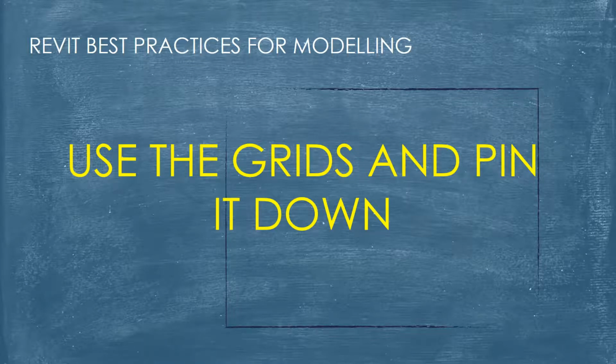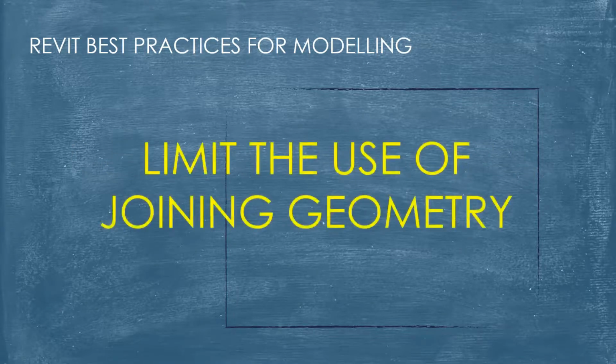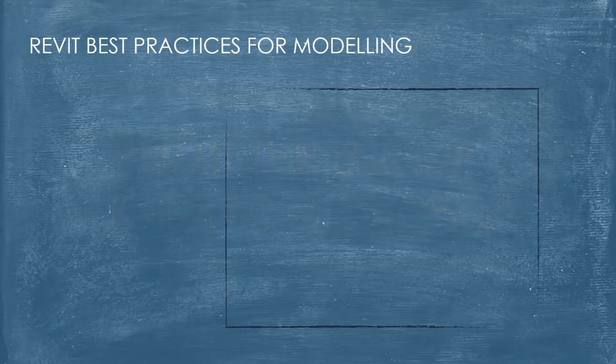So the next one is limit the use of joining geometry. Why? Because when you use join geometry, the Revit file size will increase over time. In my case, I do not use joining geometry. The safe practice here is to use join geometry only when necessary. But if you're just trying to show off, no need to do that, because it will just increase the file size of your project.